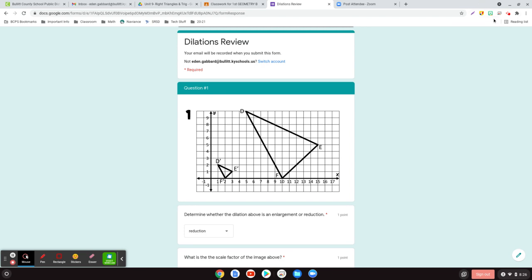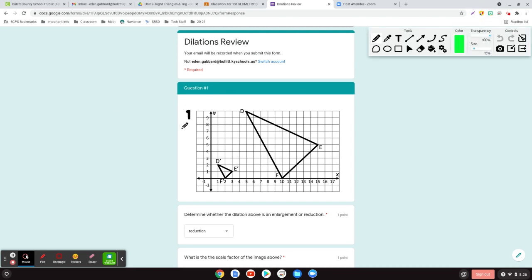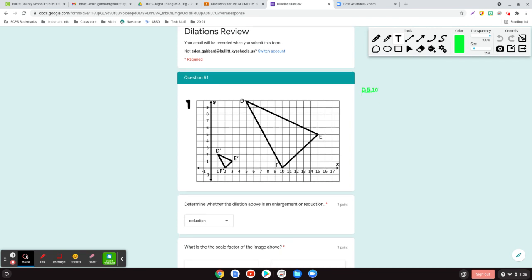Our original D is at 5, 10. So we have our X and our Y, and our D prime is at 1, 2. So we have to look at how do we get from our original point of 5, 10 to 1, 2?